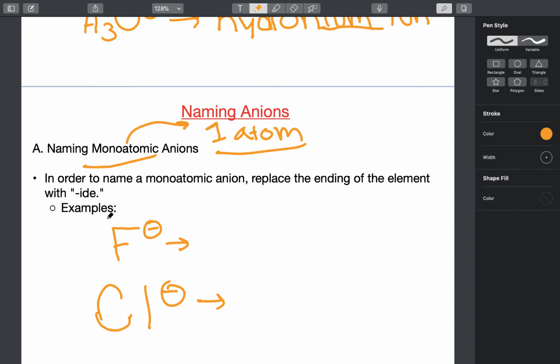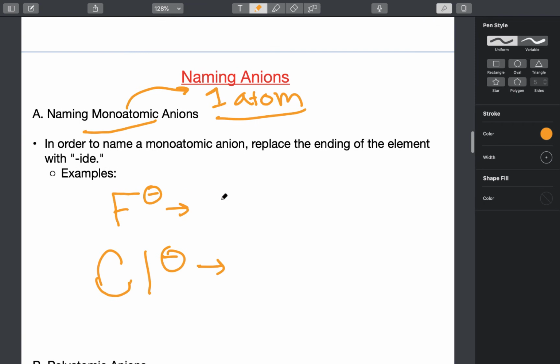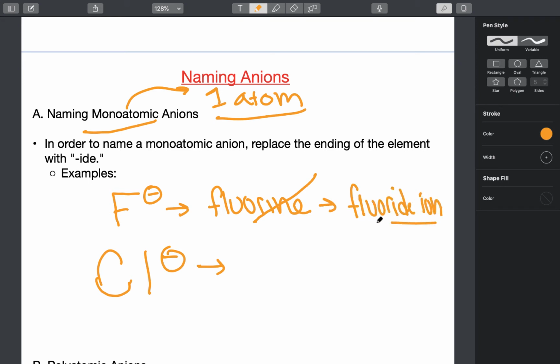So here we have a couple of examples. Here is a fluorine ion. So we'll write fluorine. However, in order to correctly name this, you cross out the "ine" and add "ide." So fluoride ion. This is a fluoride ion. Here we have chlorine. In order to name this, you would get rid of the "ine" and add "ide" at the end. So chloride ion. So that is the chloride ion. You do this for all your monoatomic anions.